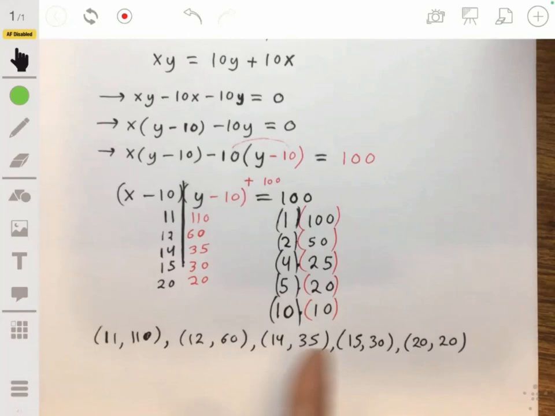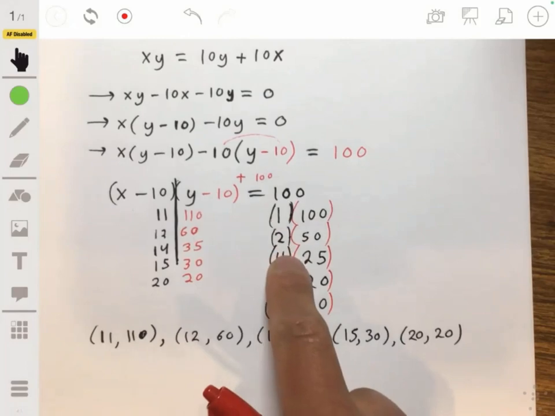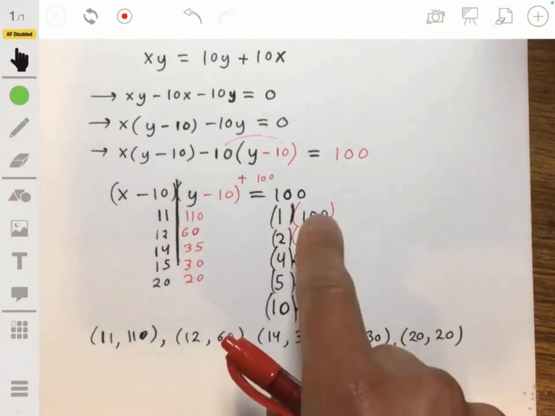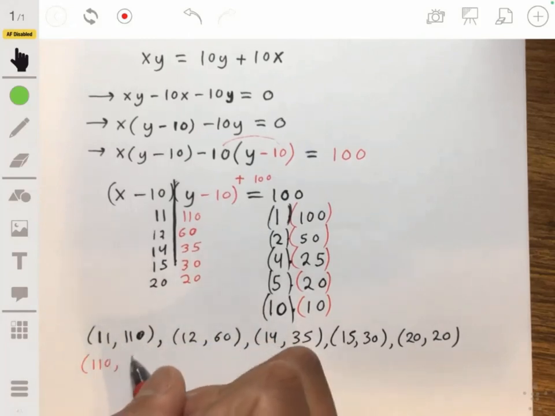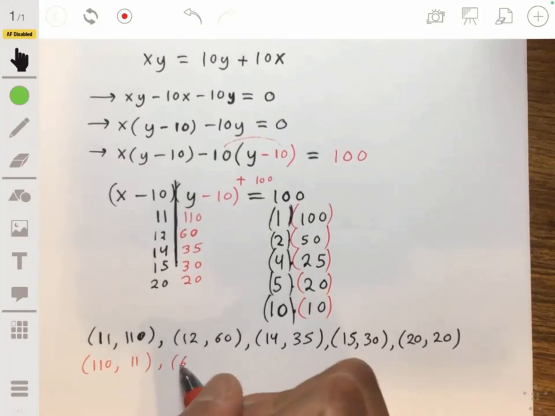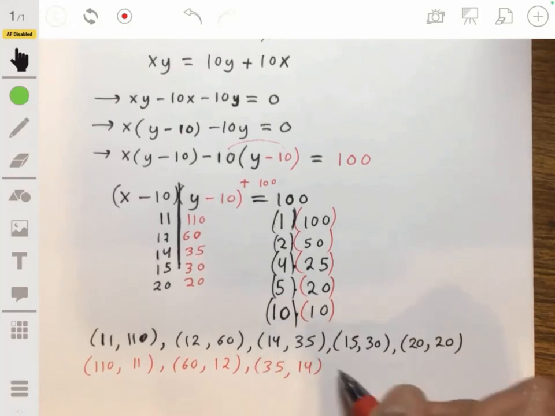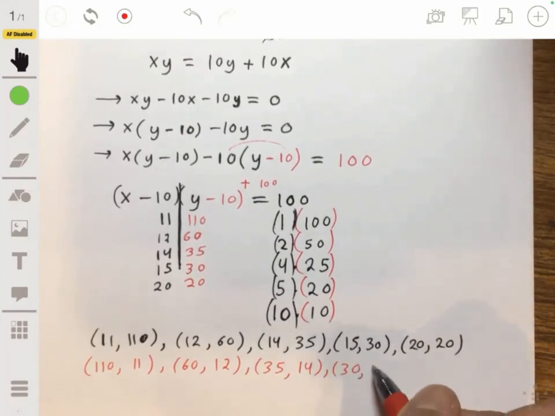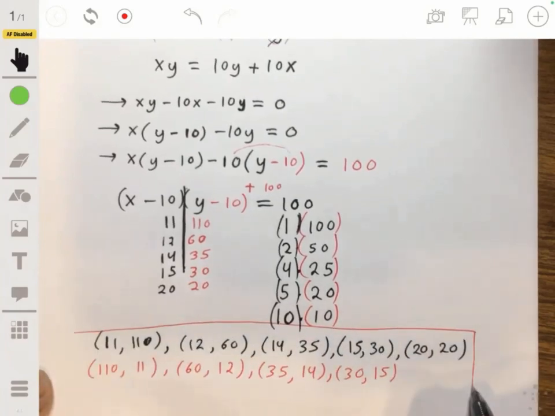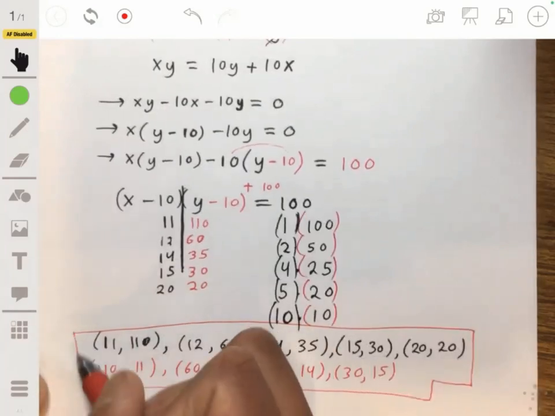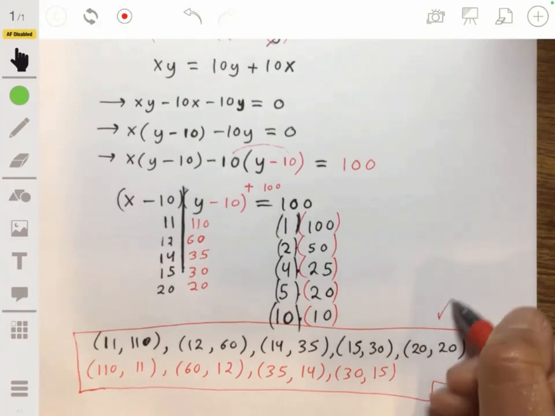Now we could also just flip these around because we can make this side equal to the 1, 2, 4, 5, 10, and this side equal to the 100, 50, 25, 20, 10. So then the other possible solutions would just be 110, 11; 60, 12; 35, 14; 30, 15. And obviously we can't flip that one around because we already have both of them being equal to 20. That was a terrible boxing job, but there we go. There's our 9 possible solutions.